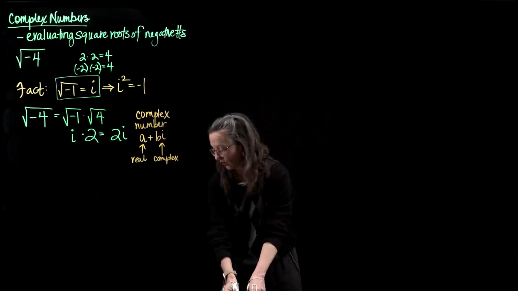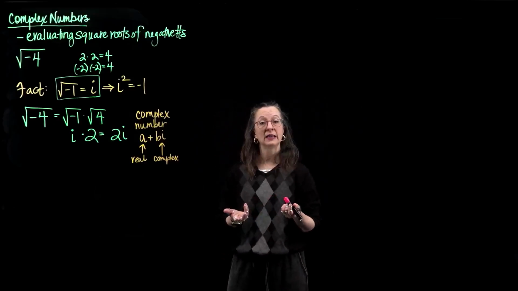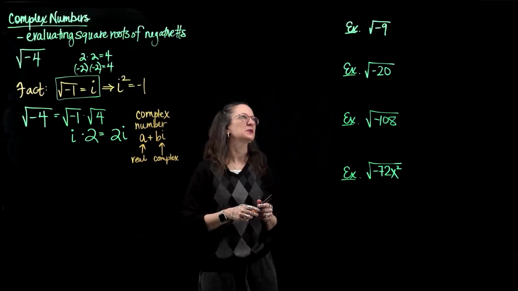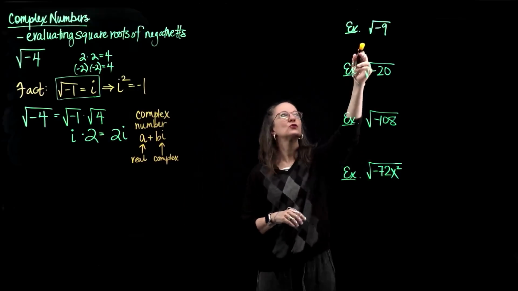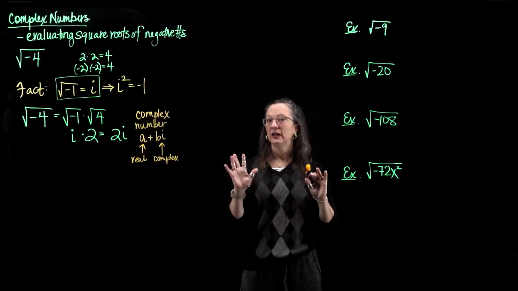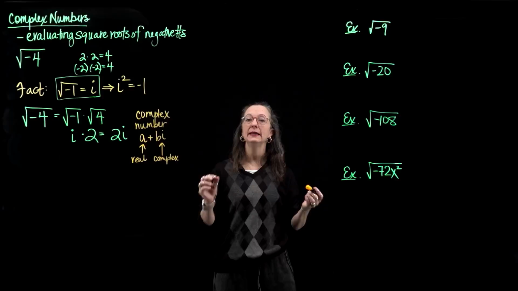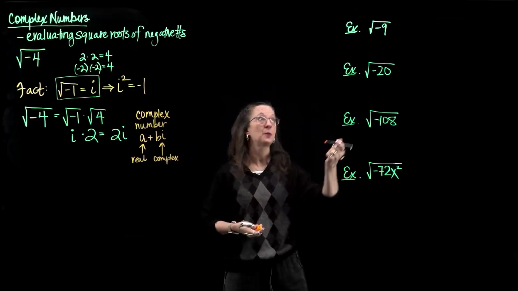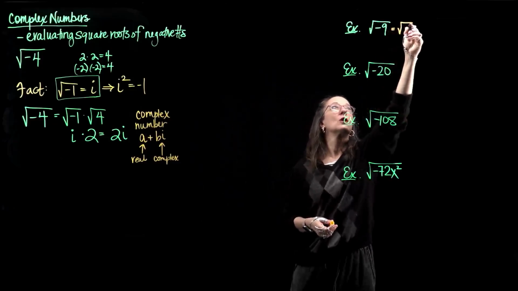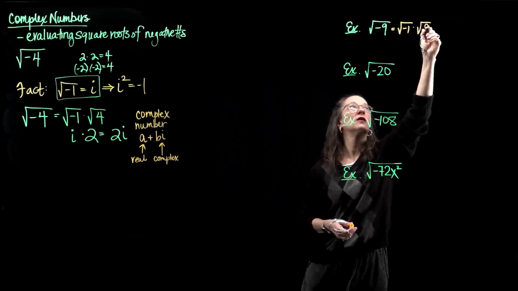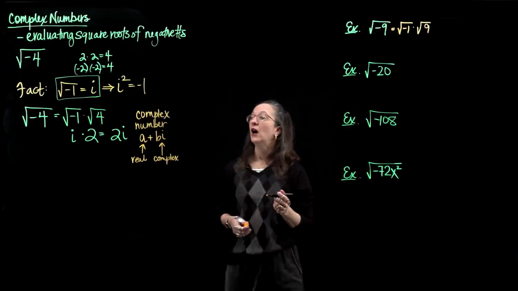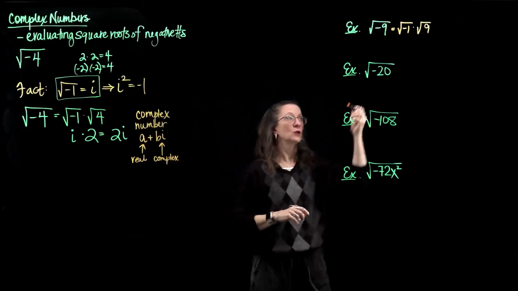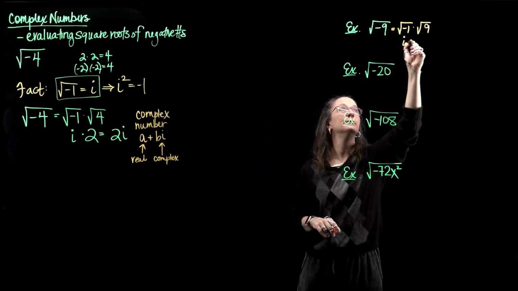All right, so let's look at a couple of examples. Let me throw those up on the board. All right, let's look at some examples. So we're going to start with the square root of -9. Now remember, I need to break this up into square root of -1 and square root of 9, and then evaluate both of those separately. So square root of -1 times the square root of 9. Now I know from my fact over here that the square root of -1 is just i. So I'm going to write an i underneath it.